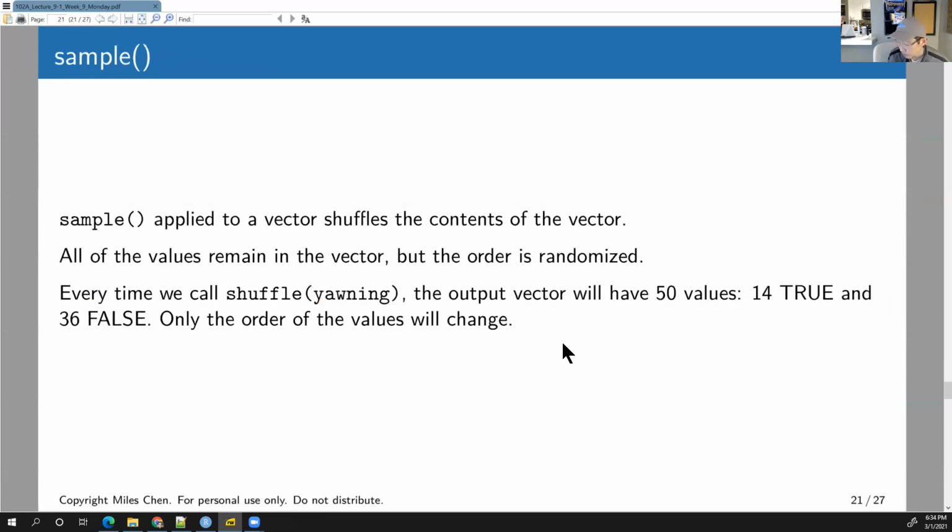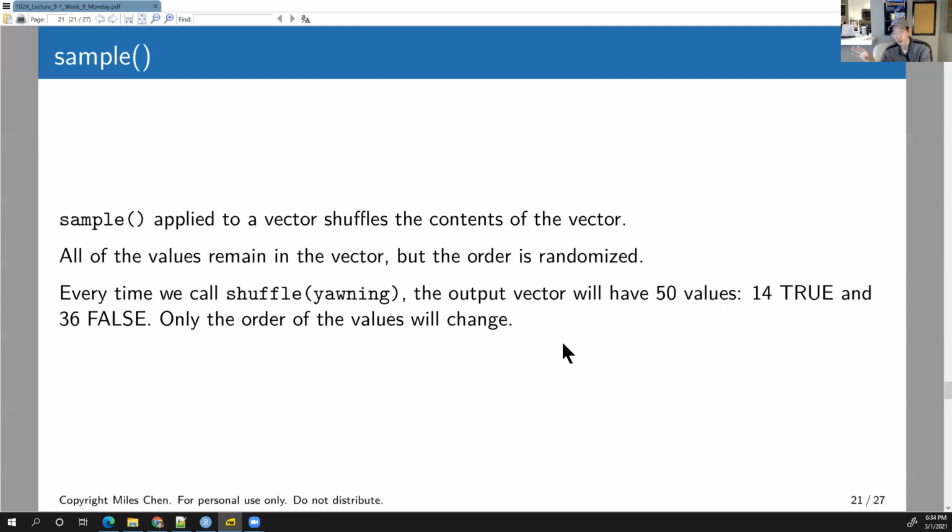Okay, so to do the randomization test, I'm going to use the sample function. What sample does is, if you give it a vector, it will just shuffle the vector. It will maintain all of the elements in the vector. It will just change the order. There are different options you can use with sample. You can do replace equals true. You can say sample size equals 3, and you can specify how many values you want and stuff like that.